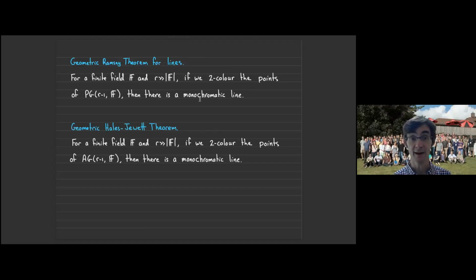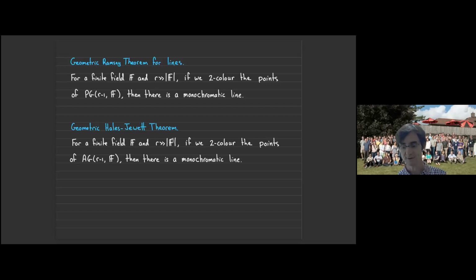So here are two special cases of the conjecture that are interesting in their own right. There's a geometric Ramsey theorem for lines. It says that if you take a projective geometry over a field, and the projective geometry has sufficiently large rank, you two-color the points in the projective geometry, you get a monochromatic line. So that's a fairly classical Ramsey theorem. There's a similar theorem for affine geometries. You take an affine geometry and two-color the points, and you're in high enough rank, you'll get a monochromatic line.